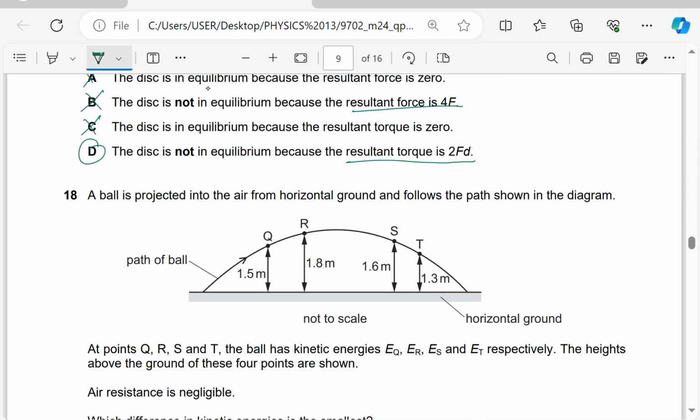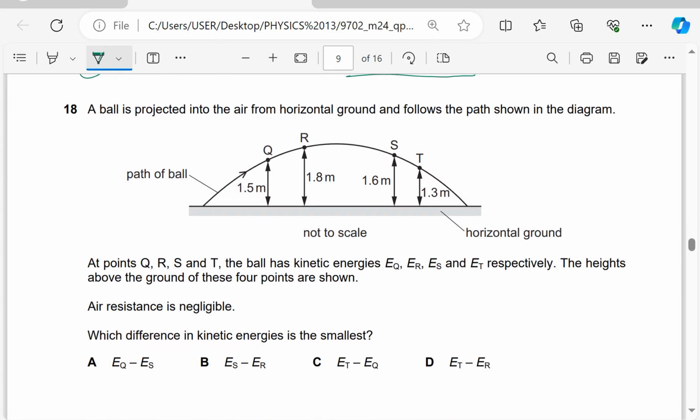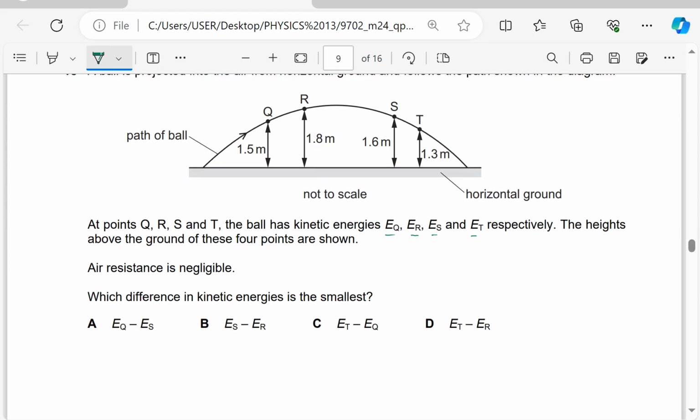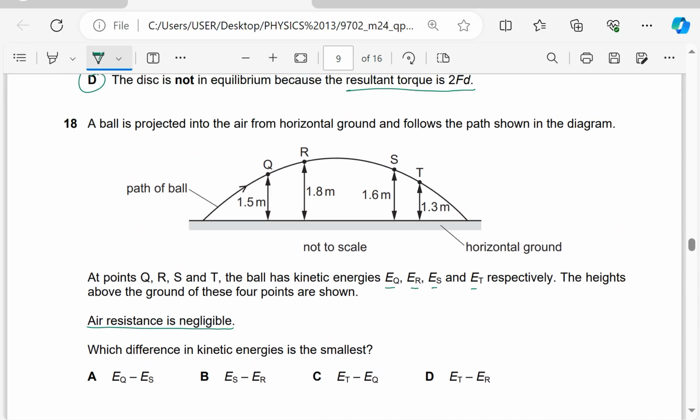A ball is projected into the air from a horizontal ground and follows the path shown in the diagram. At points Q, R, S, and T, the ball has kinetic energies EQ, ER, ES, ET, respectively. The heights above the ground of these 4 points are shown. Air resistance is negligible. If air resistance is negligible, equations of motion can apply. Also, because it's moving against gravity, it is losing kinetic energy as it gains potential energy.